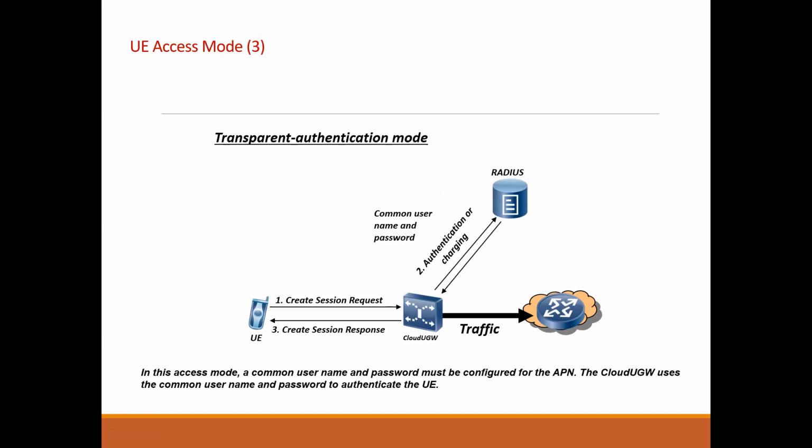And the third one is your transparent authentication mode. So in this access mode, a common username and password must be configured on the APN. The cloud UGW uses the common password to authenticate the APN.